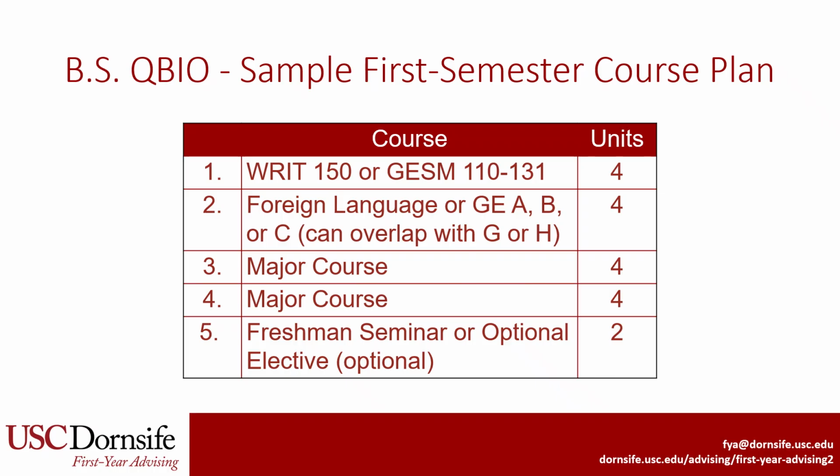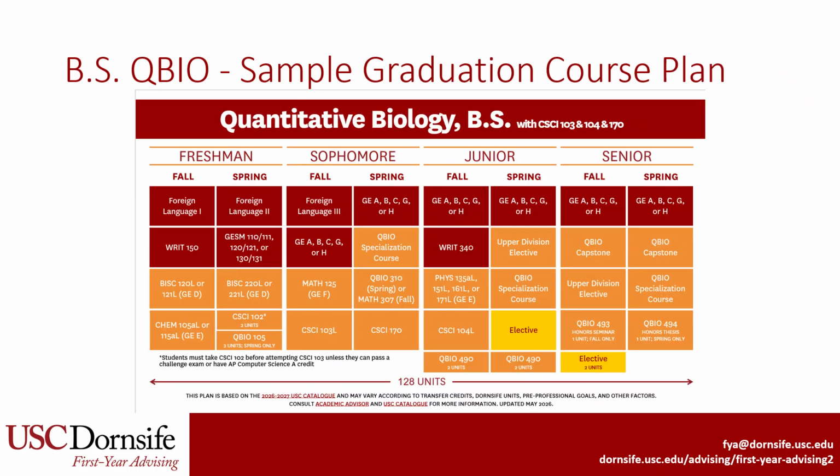Your first year advisor will provide you with an individualized course plan so you'll know exactly what you should be enrolling in. Some students may also choose to enroll in an optional 5th course, such as a freshman seminar. Your tuition covers up to 18 units.